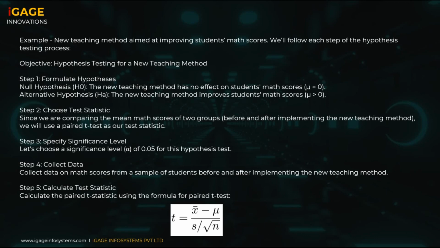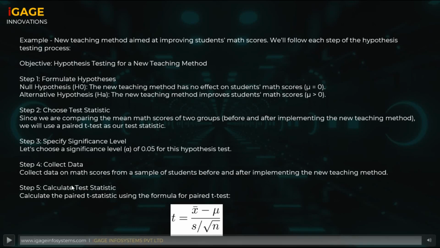Now, step one is formulation of hypothesis. The null hypothesis says that no, it is not going to improve the math score. With the help of this new method, there won't be any effect on the math score. The new teaching method has no effect on students' math score, so here the mean score, the mu value, is zero. The alternative hypothesis says that it is going to improve the math score, so the mu value is greater than zero.